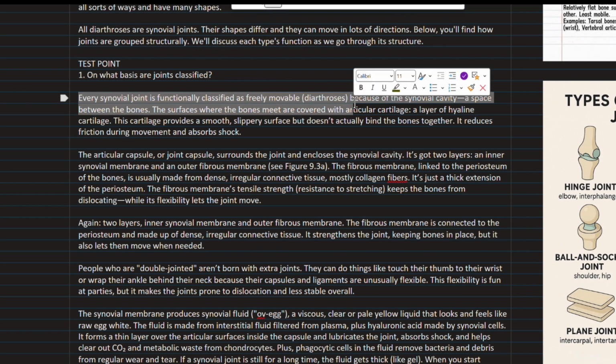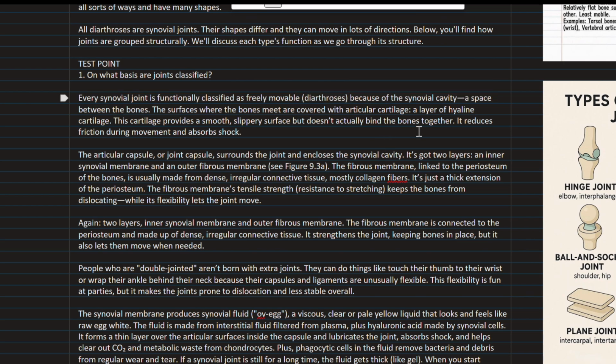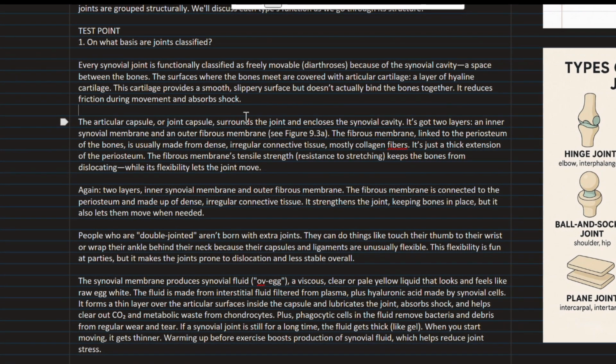Every synovial joint is functionally classified as a freely movable diarthrosis because of the synovial cavity, a space between the bones. The surfaces where the bones meet are covered with articular cartilage, a layer of hyaline cartilage. This cartilage provides a smooth, slippery surface but doesn't actually bind the bones together. It reduces friction during movement and absorbs shock.